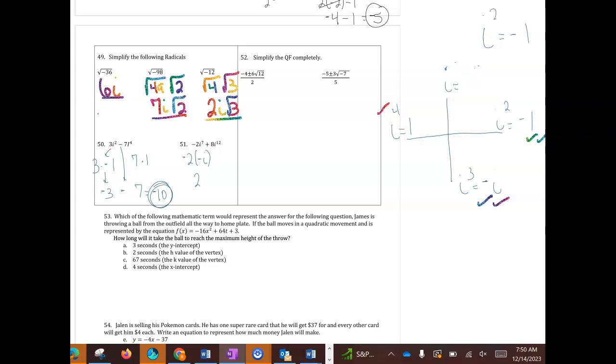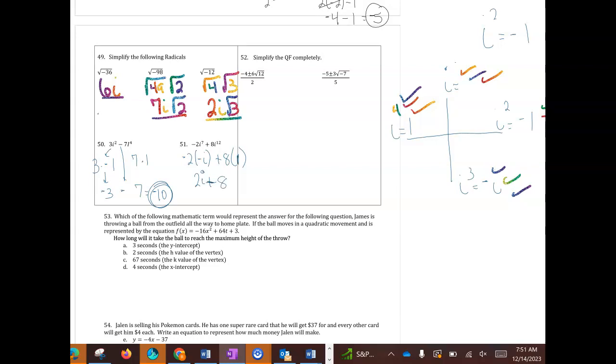Let's clear these out. Okay, so if I go i to the 12th, here's 1, 2, 3, 4. Well, the 4 got cut off, but 5, 6, 7, 8, 9, 10, 11, 12. So i to the 12th is worth a positive 1. So then I'll have plus 8 times a positive 1, which just is 8. And I forgot my i here. I am catching that mistake.